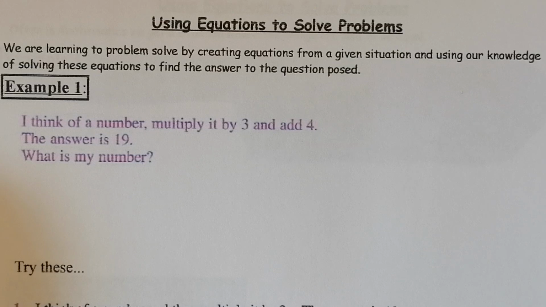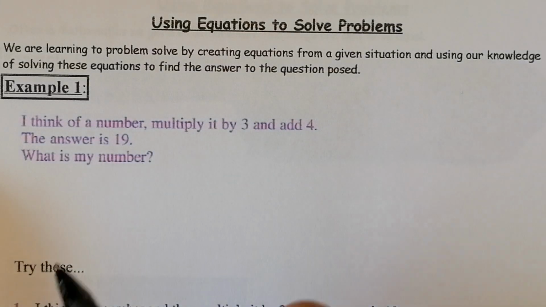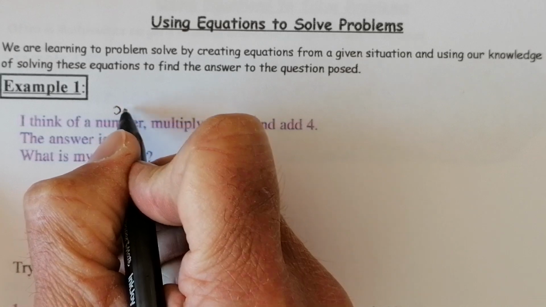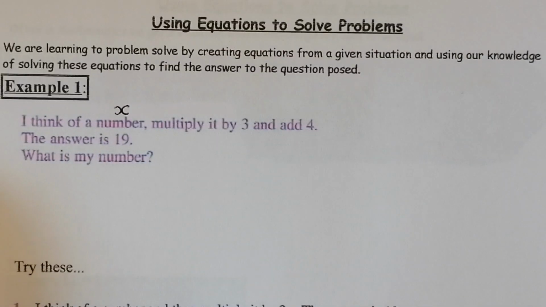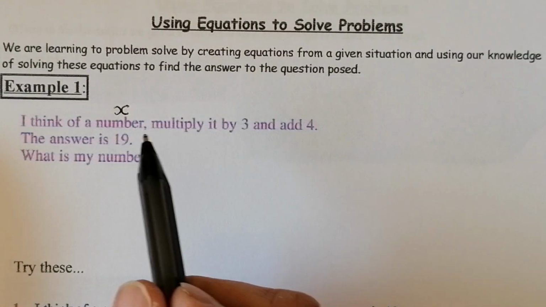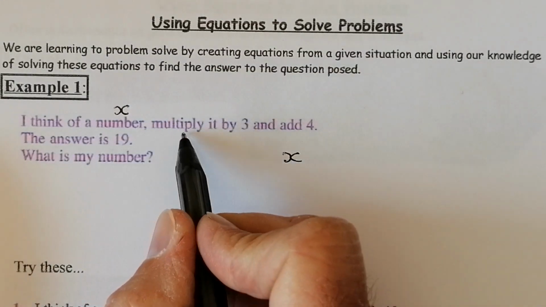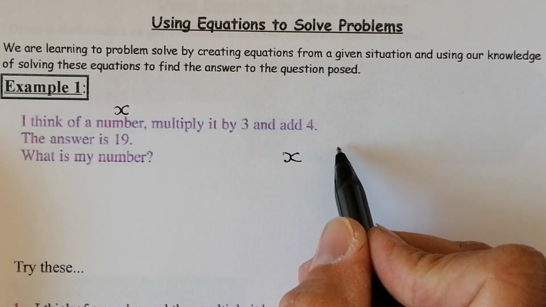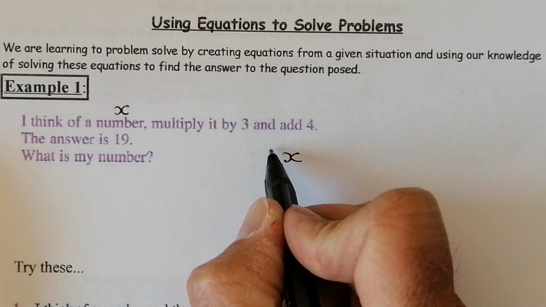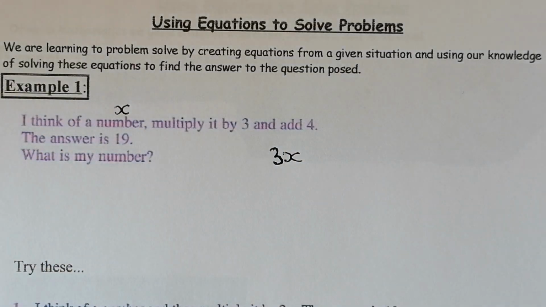Let's try it in a mathematical context and we'll make up an equation to start with. The number that I'm thinking of, I'm going to assign x to that number. So let's follow the instructions in the question. I think of a number, so I've got x. I'm going to multiply it by 3, so why don't I just do it in a bit of algebra.